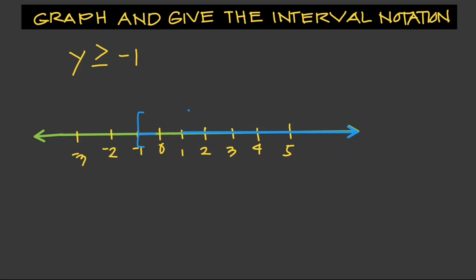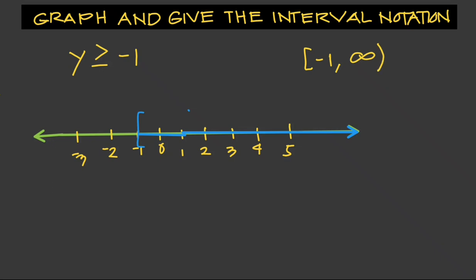So here, this one is included. So therefore, our interval notation that includes -1 will be this bracket to positive infinity. So this is open.